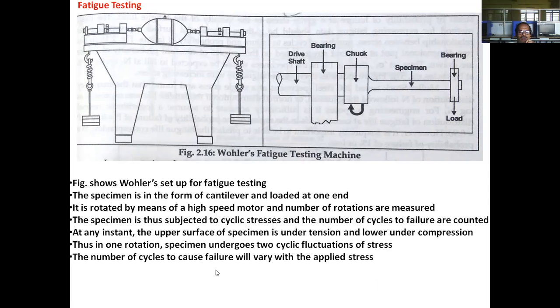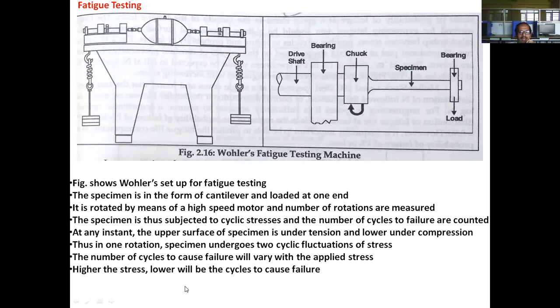The number of cycles to cause failure will vary with the applied stress. So it is stress dependent, depending on how much load we are applying. That decides the number of cycles to failure. Obviously, if the stress is high, meaning the load is high, the number of cycles will be low. Higher the stress, lower will be the cycles to failure. That is what I just told you.